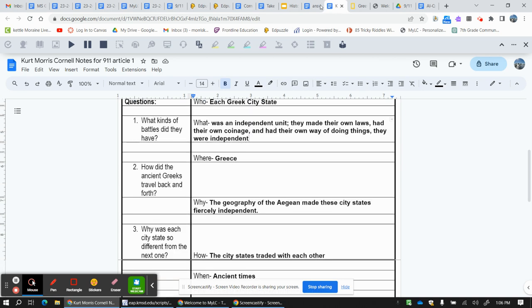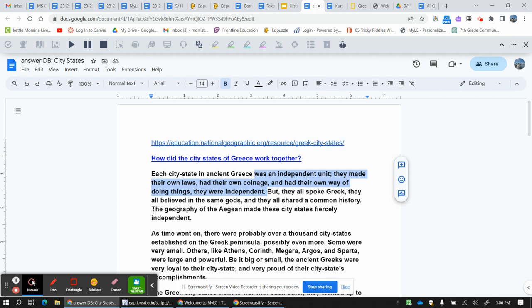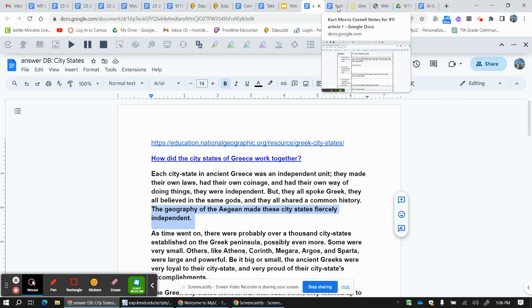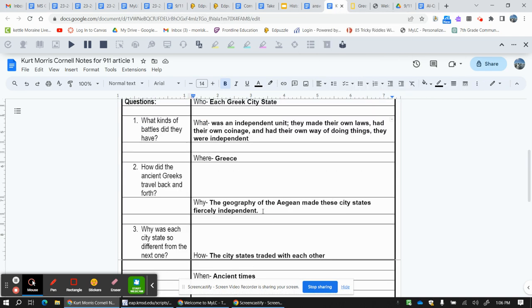Why were they independent? Oh, well, they were independent because remember, we read this and we found that. That's why they were independent, because of the geography. I'm going to drop that right there.